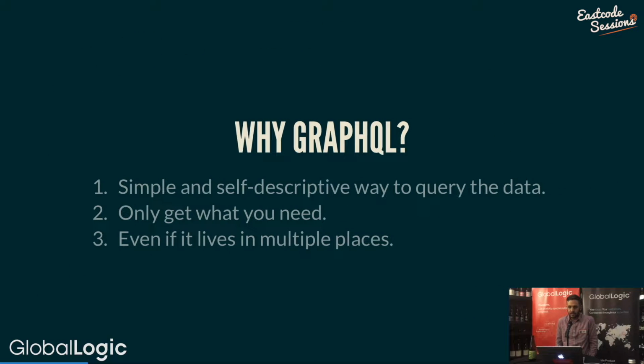And just to summarize that, why GraphQL? I think it's a simple and self-descriptive way to query the data. So it should be easy to understand and easy to see what's going on. You only get what you need. So the APIs over there might have so much data, but you can only ask for a couple of fields, and GraphQL should pull those fields and give you the data you're asking for. And it can do that even if those pieces of information live in multiple places. Like you can pull something from one API and something else from another. And that's great.